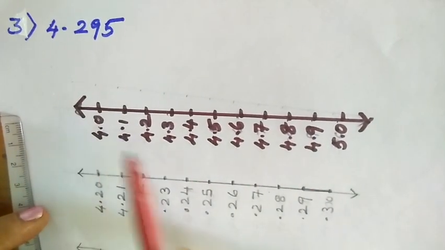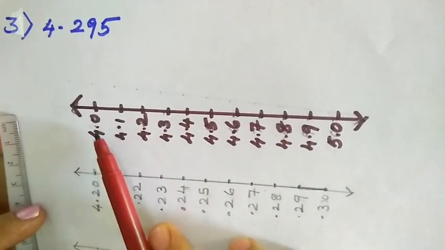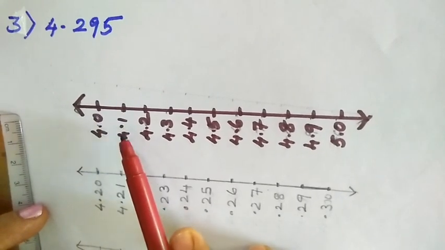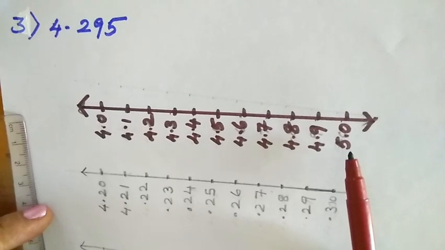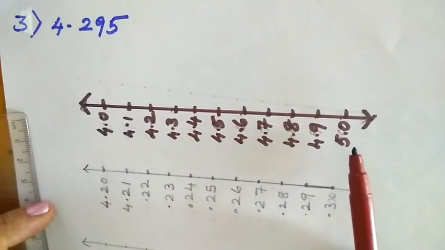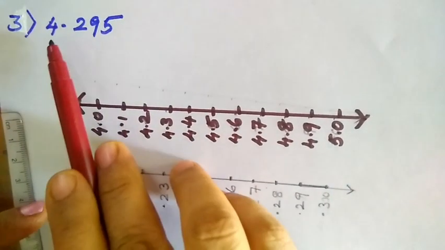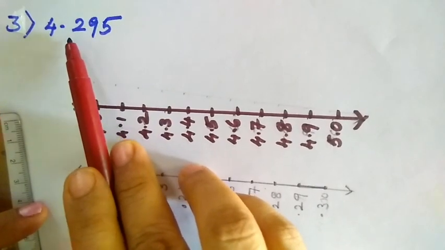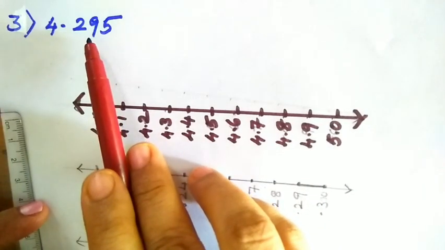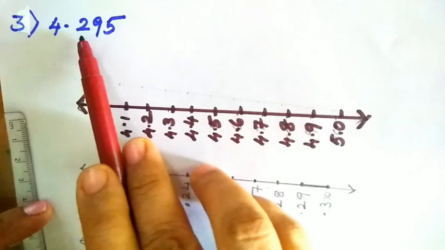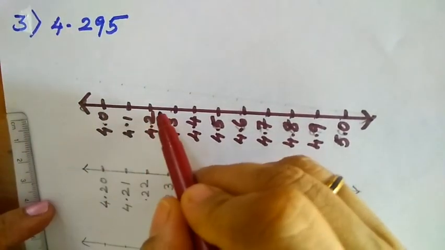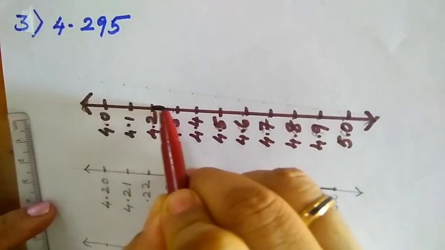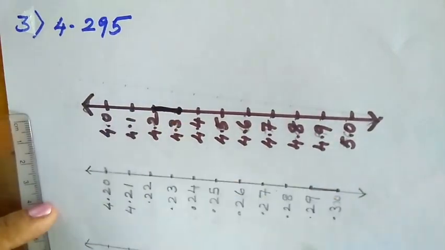So it is 4 ending with the 5. If it is 4, it is 4.0, then 4.1 till 4.9 and 5.0. So we know that it is 4 to 5 only. Now identify the first decimal. It is 4.2. Second decimal is 4.29. Then 4.295. So 4.295 lies between 4.2 and 4.3.